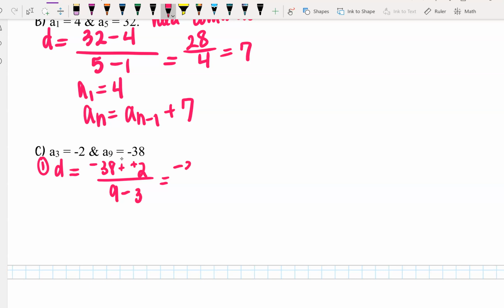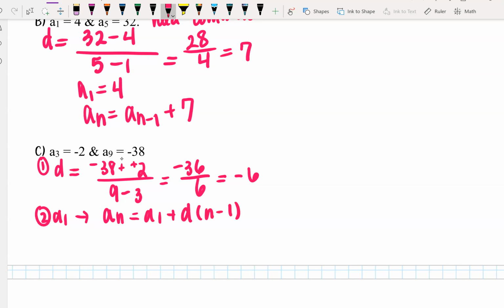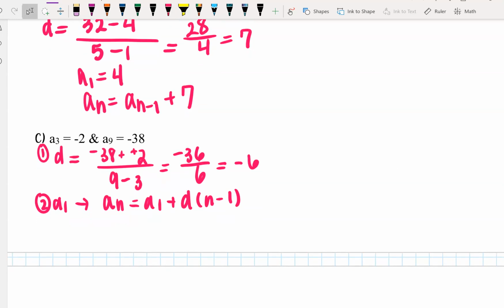So we have -36 divided by 6. So we should get a common difference here of -6. Then what we're going to do is find our first term, but we're going to use our explicit formula to do that. Okay, so I'm writing out the explicit formula again. We have to have the explicit formula so we know what our first term is.